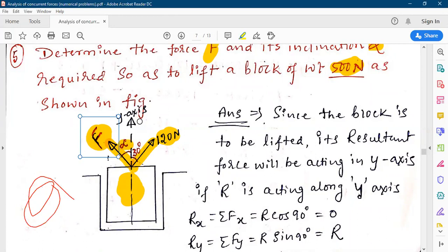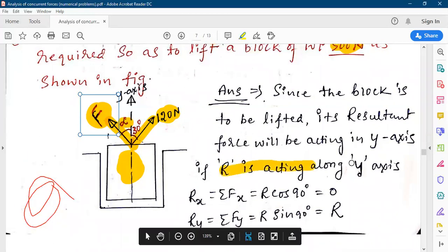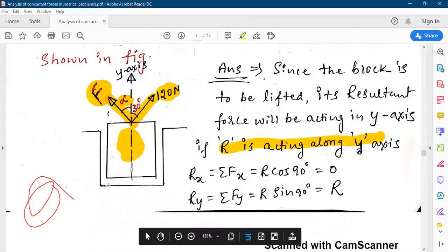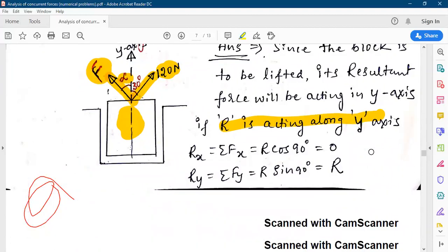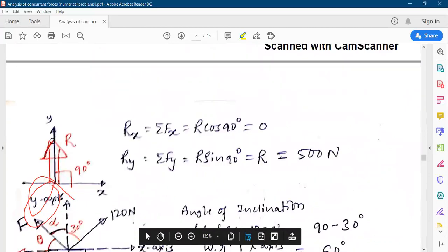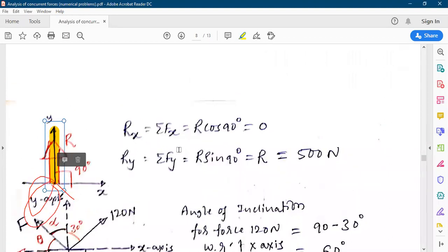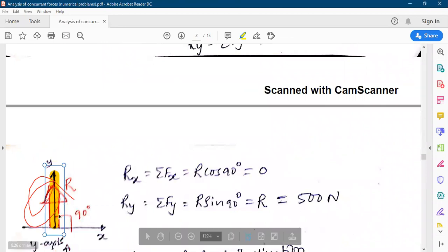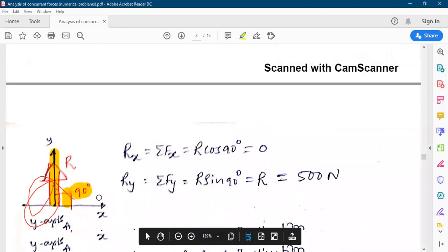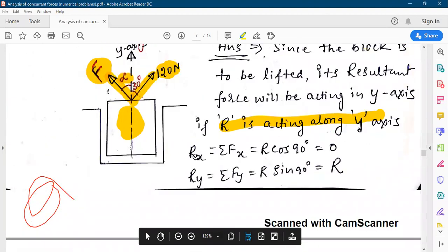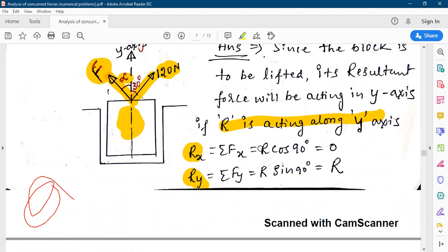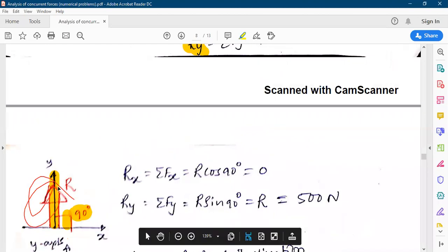If the block has to be lifted along the y axis, the resultant will be acting along the y axis. If at all you are lifting the block, it has to be along the y axis only. The complete resultant will be acting along the y axis. So if the resultant is acting along the y axis, theta with respect to the x axis will be equal to 90 degrees. We can then resolve the x component and the y component of the resultant force. So Rx will become 0, and Ry will become R, because the resultant force is acting along the y direction.